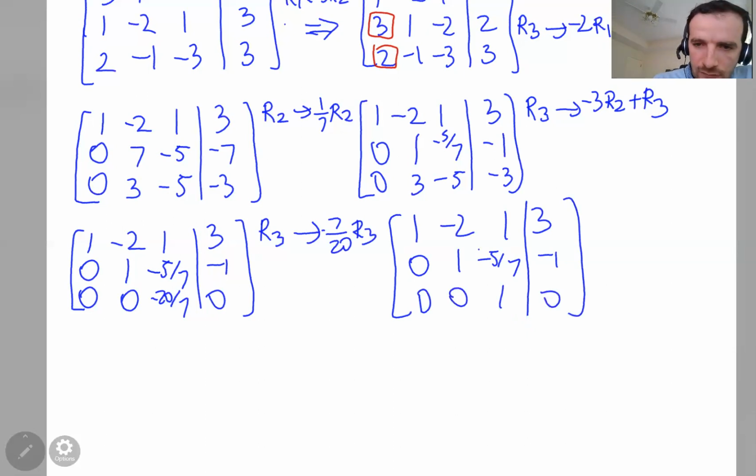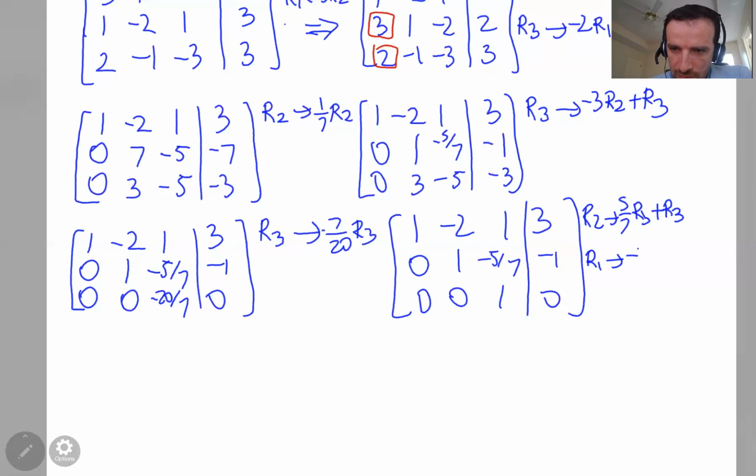Now I have to make this part 0 and that part 0, right? And how can I do that? Row 2 will be 5/7 row 3 plus row 2, to make this answer 0, right? And similarly, row 1 will be negative row 3 plus, oh, this is row 2, sorry. This is row 2, and this is row 1.